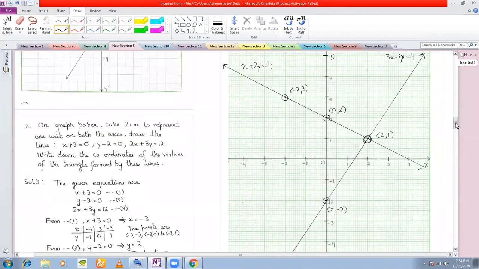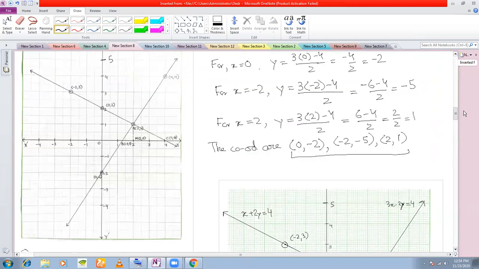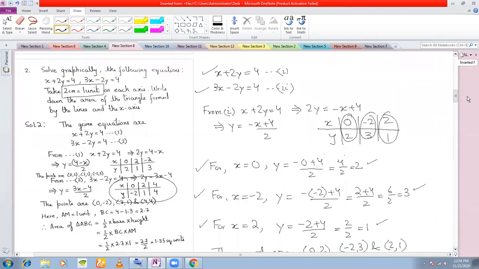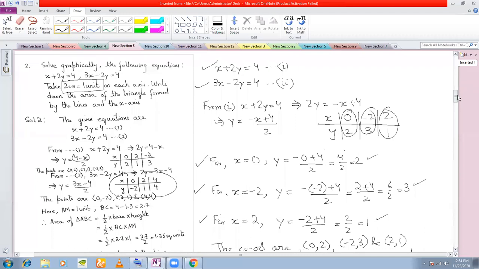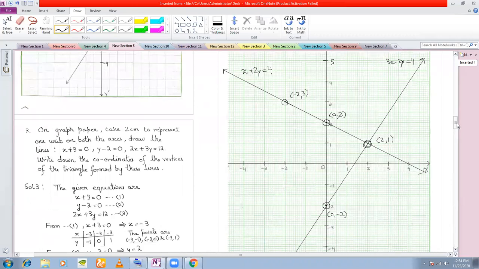Second part is write down the coordinates of the vertices of the triangle formed by these lines. No, not this one. The question here is write down the area of the triangle formed by the lines and the x-axis. So what are the lines and the x-axis? What is the triangle formed here by the lines?